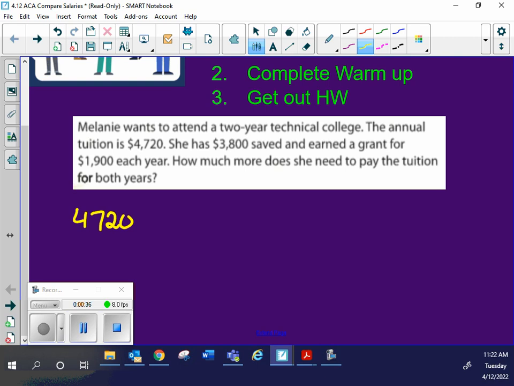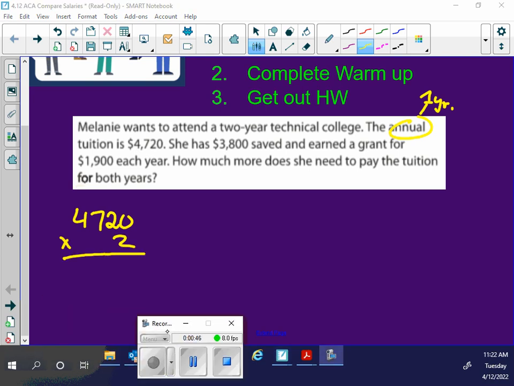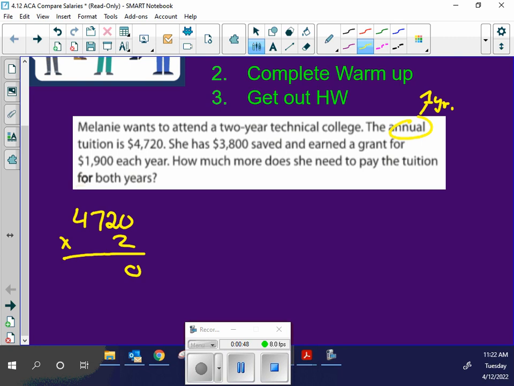Class, y'all are going to help me do some math. 4,720, because it's annual, like Lana said. That is for 1 year. Okay, so we need to multiply that by 2 years that she's attending college. Class, 0 by 2 is 0. 2 by 2, 7 by 2. Carry that 1. 4 by 2 plus the 1.